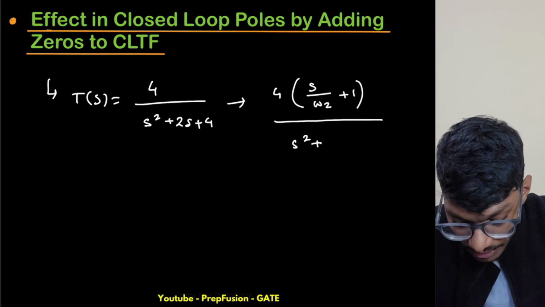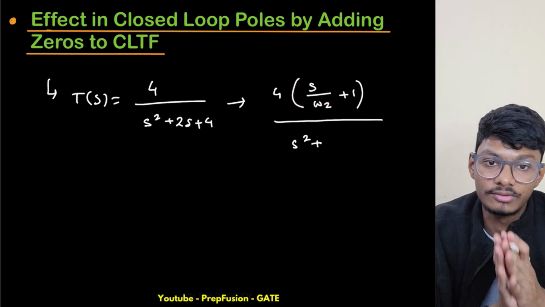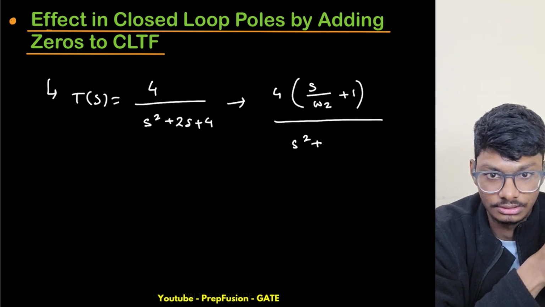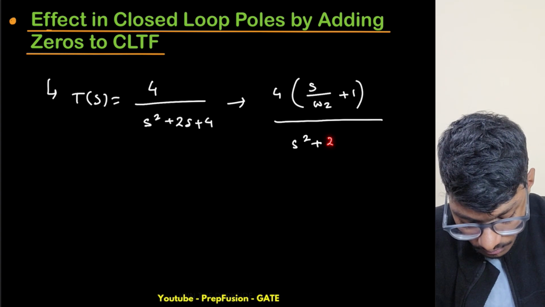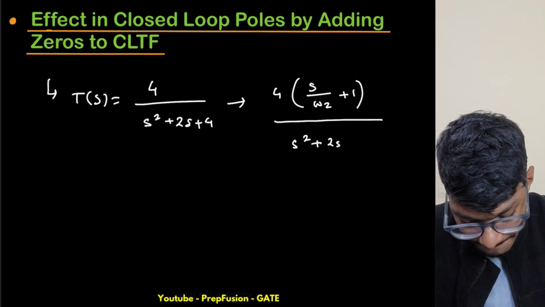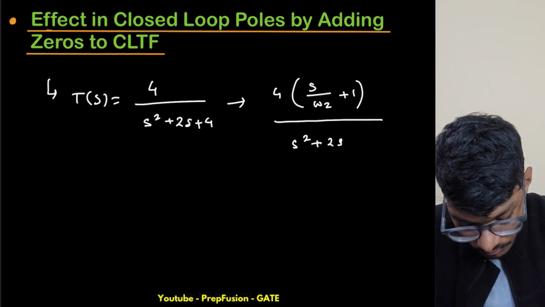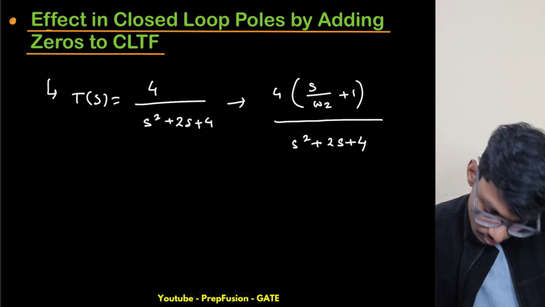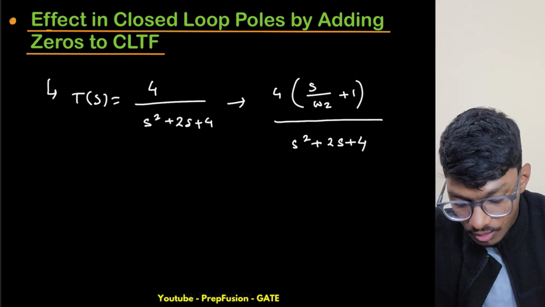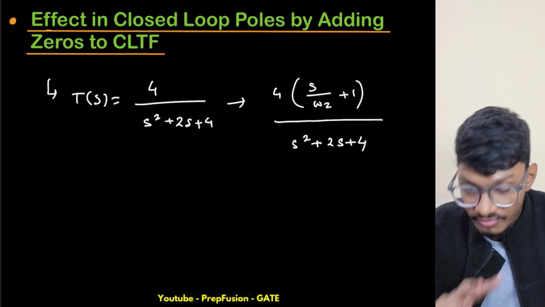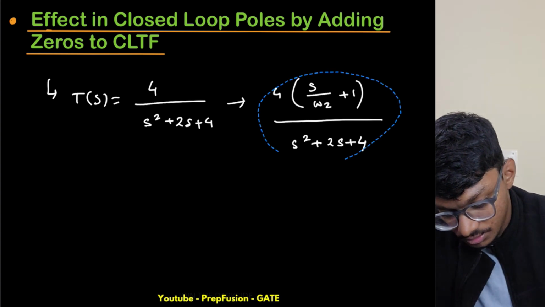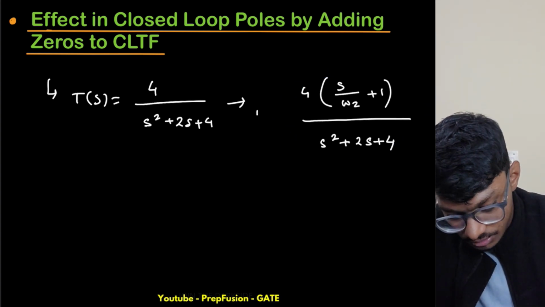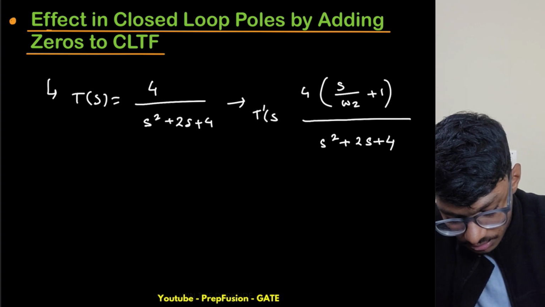Why am I adding in time constant format? So that it won't affect the DC gain of my system in the closed loop format. That's why. (2s plus 4). Now this is 2s plus 4. Now, what will happen if I break this one down into two components, right? So summation of two components, T dash of s.